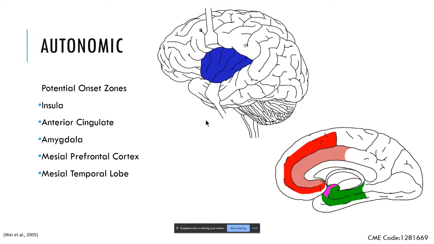Interestingly enough, a seizure of the anterior cingulate, noted here in pink, is consistently associated with hypersalivation as an autonomic feature.